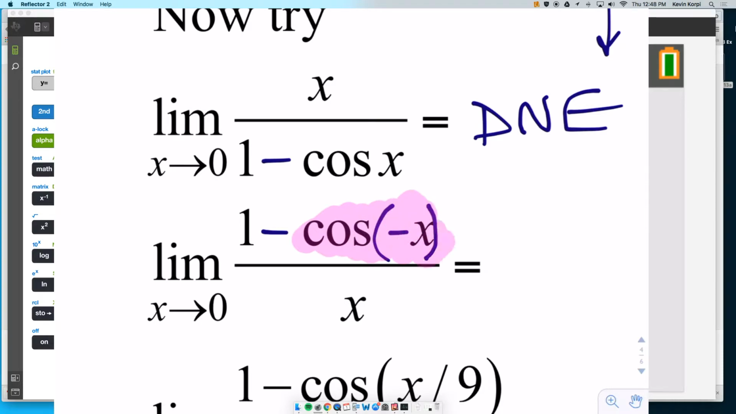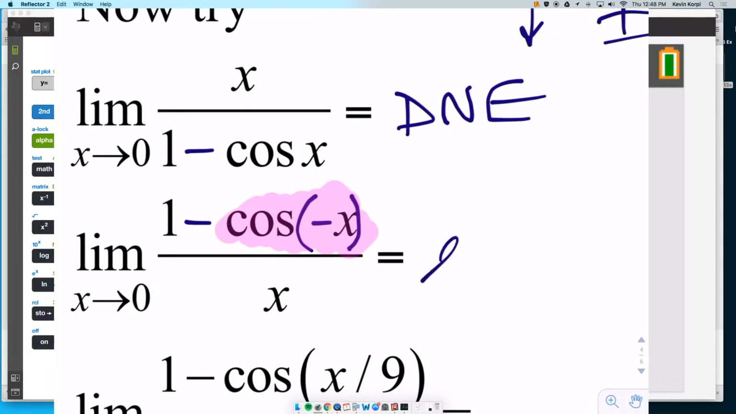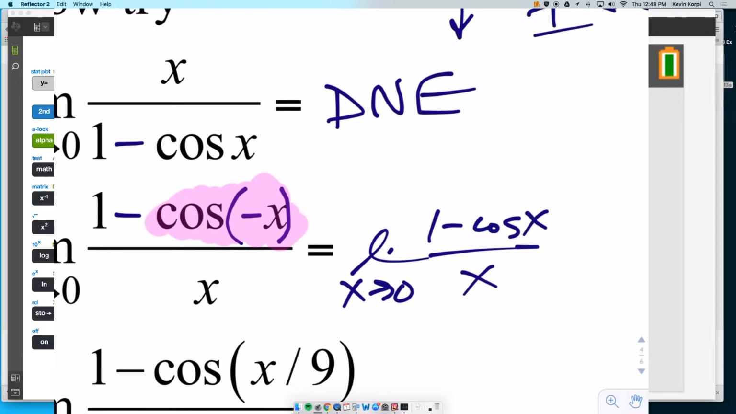What type of symmetry does cosine have? Y-axis, right? It's an even function. So what does an even function mean? It means a positive x and a negative x have the same output. So remember, this is the same. For cosine, you can just forget about the negative. Remember? You could just drop it. So that would be exactly the same, and that would be equal to 0 as well.